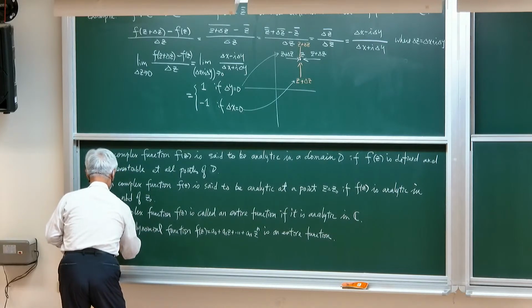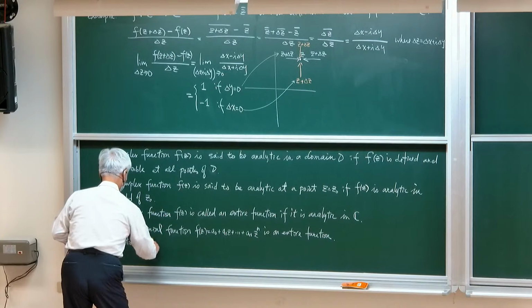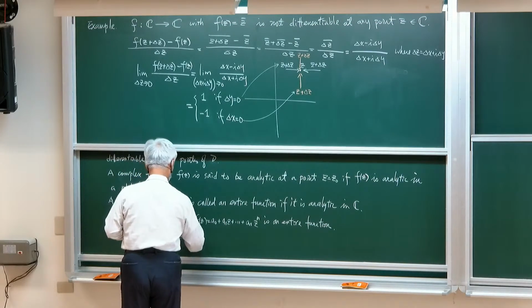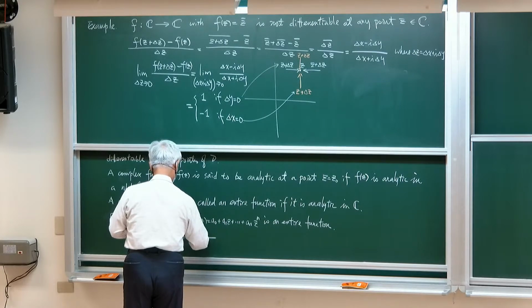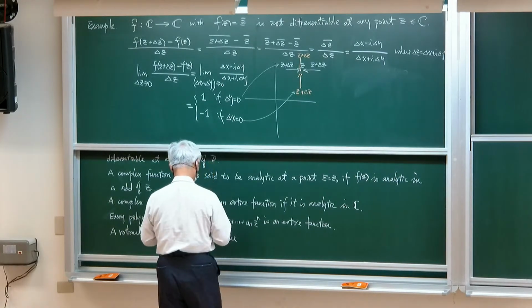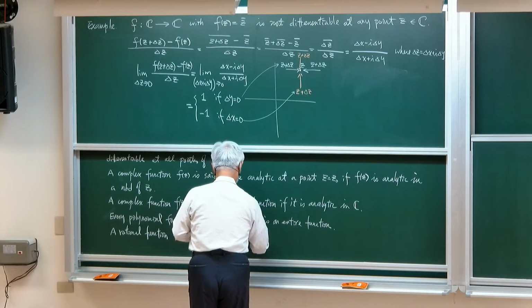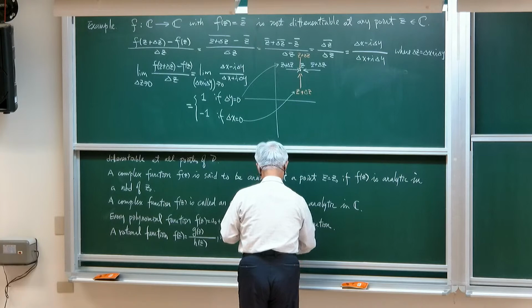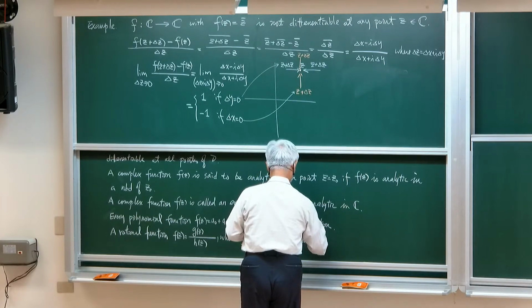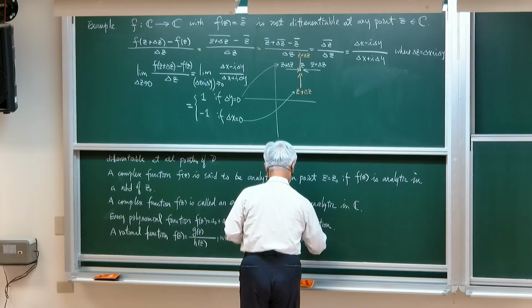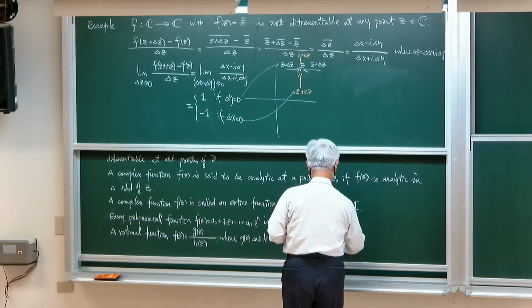And a rational function f of z, which is the ratio of g(z) and h(z), where g(z) and h(z) are relatively prime polynomial functions.